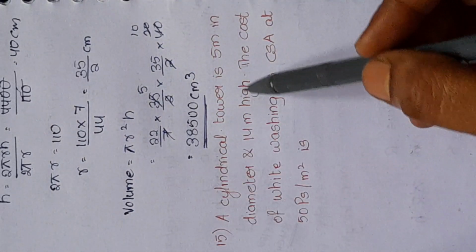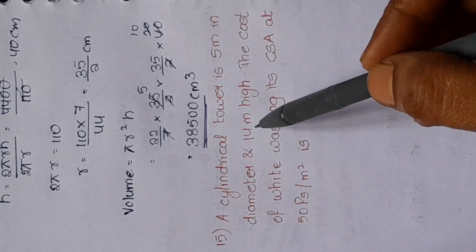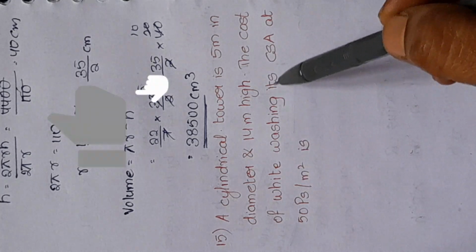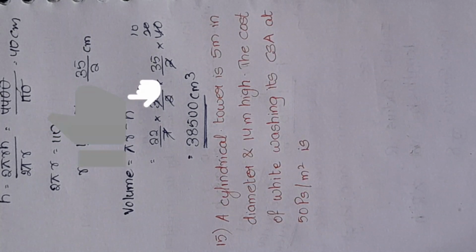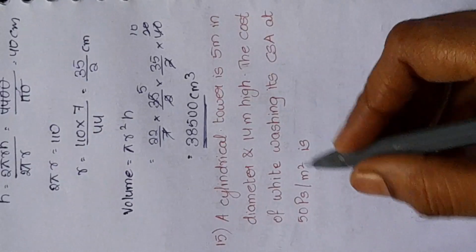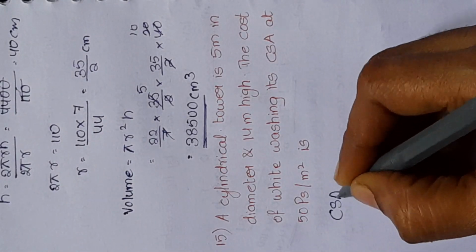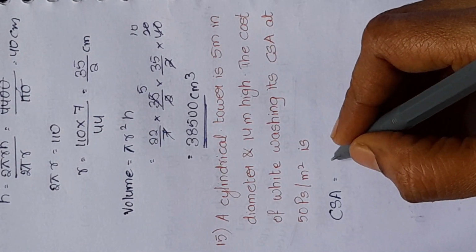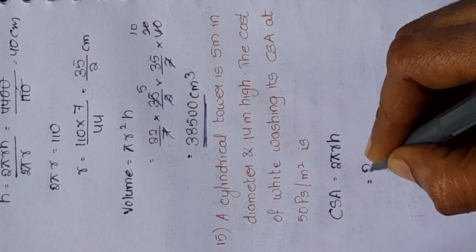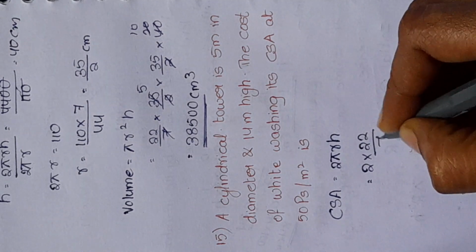15th question. A cylindrical tower is 5 meters in diameter and 14 meters high. The cost of whitewashing its curved surface area at 50 paise per meter square is. First, we should find the curved surface area of the cylindrical tower. So, the curved surface area formula is 2 pi r h. Substituting the values, 2 into 22 by 7.